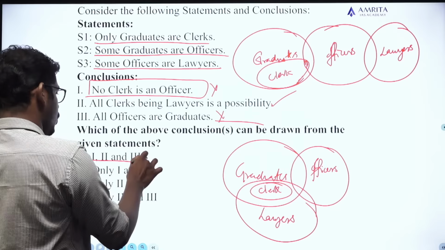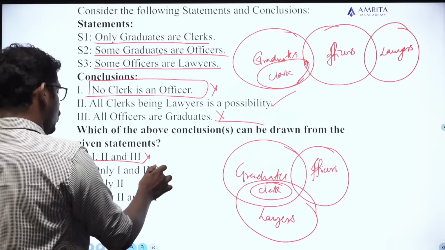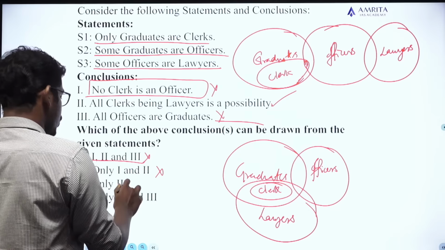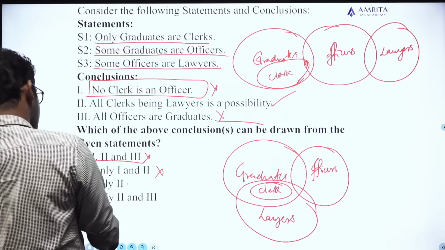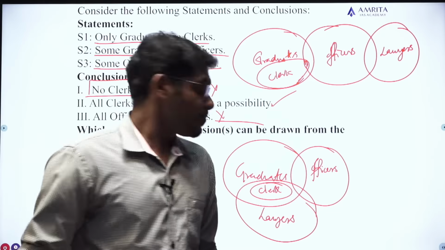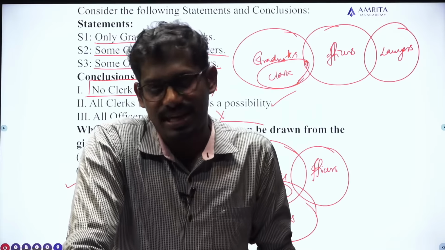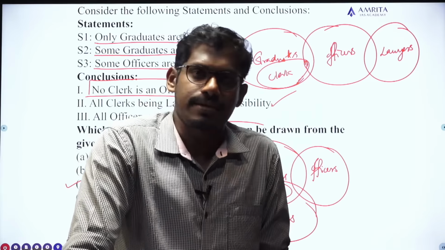Option A, 1, 2, 3, no. Option B, 1 and 2, no. Option C is 2 only. Option D is 2 and 3. So answer for this question is option C, only second conclusion is correct. Clear?